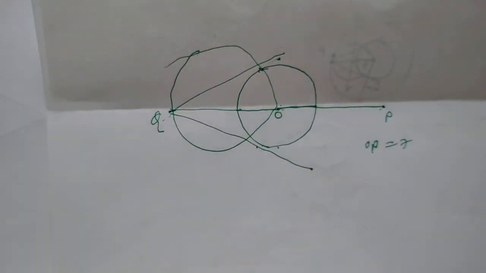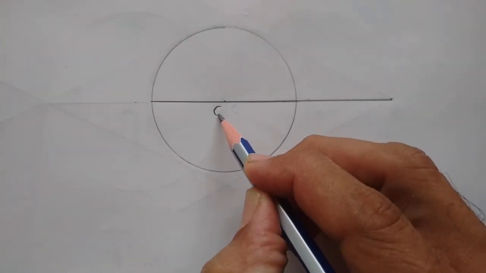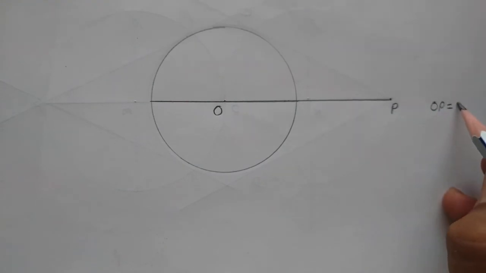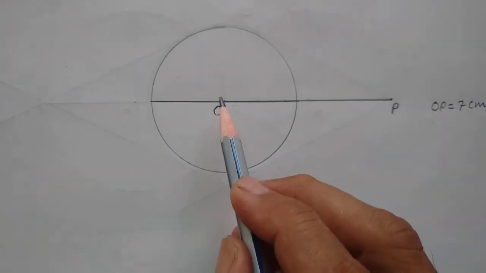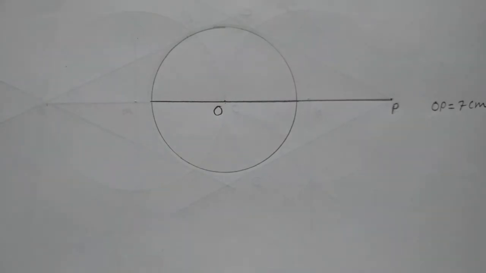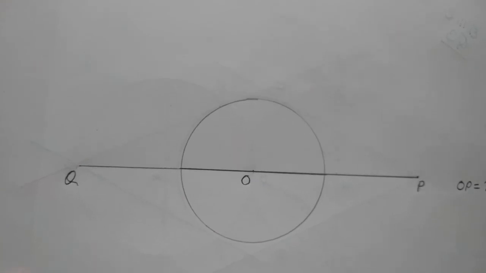Let us study actual construction. Children, this is 3 centimeter circle. We will draw one diameter. This is diameter. This diameter we will extend. Now children, here is the center O. OP we have done. OP equal to 7 centimeter. Now children, Q point we will find out. That would be also 7 centimeter. OQ is 7 centimeter.